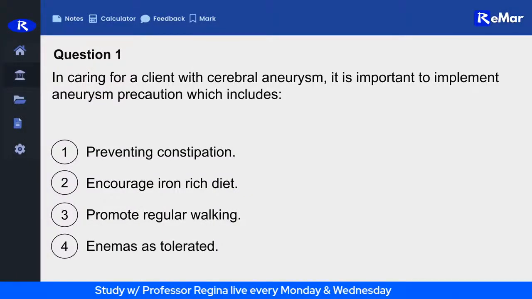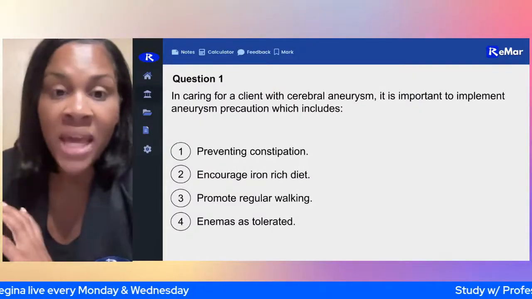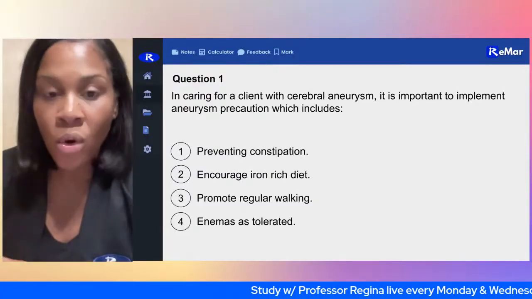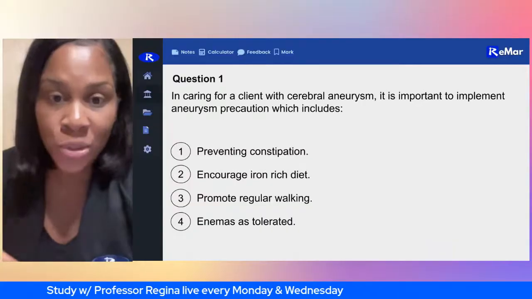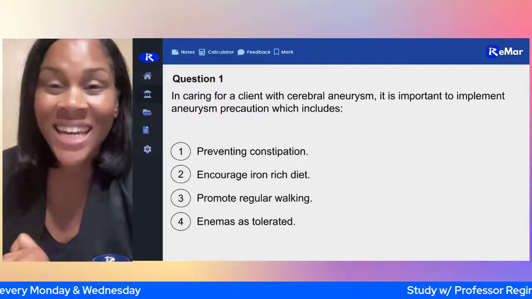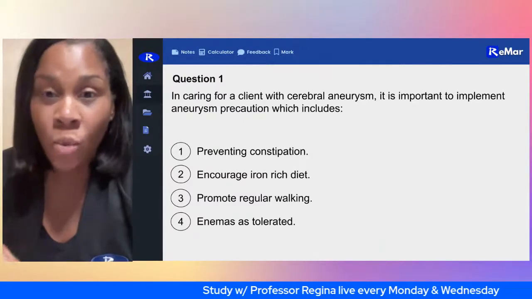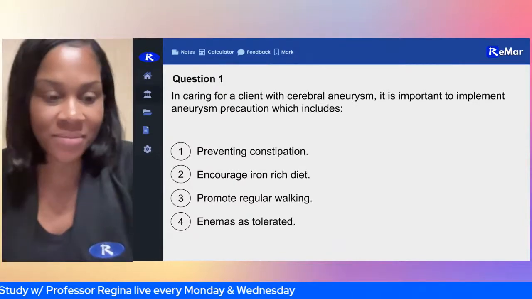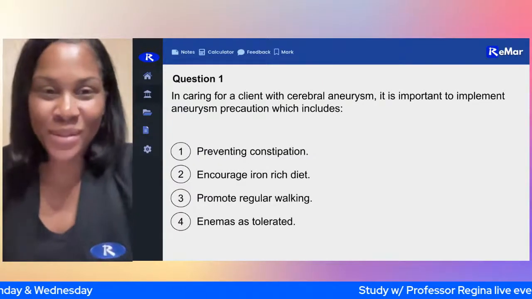Here's number one. We're talking about aneurysms here. So in caring for a client with a cerebral aneurysm, it is important to implement aneurysm precautions, which includes: number one, preventing constipation; two, encouraging an iron-rich diet; three, promoting regular walking; or four, enemas as tolerated. What do you say, ReMar nurses? Put the comments on the screen.